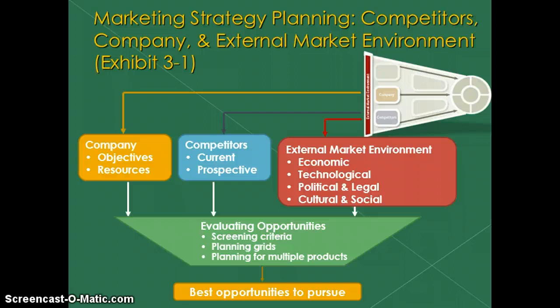Now this slide, if you notice in the upper right hand corner, you're going to notice this diagram. This diagram is something that you're going to see all throughout the book. What we're looking at here is just specific aspects of the external market environment, the company, and the competition that help the firm evaluate the opportunities that are available. From these opportunities, you then, as we mentioned before, have to narrow them down and then select the best opportunity that you would like to pursue as a company.